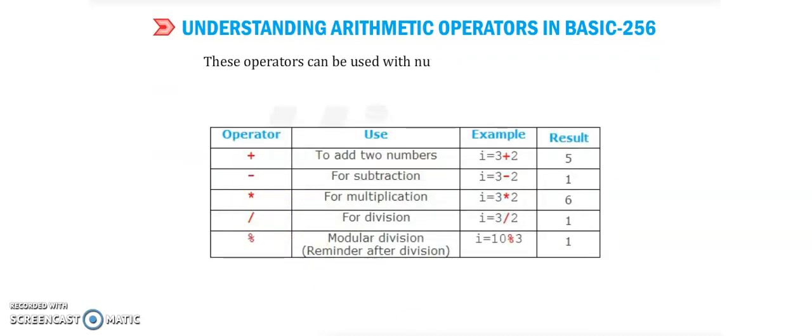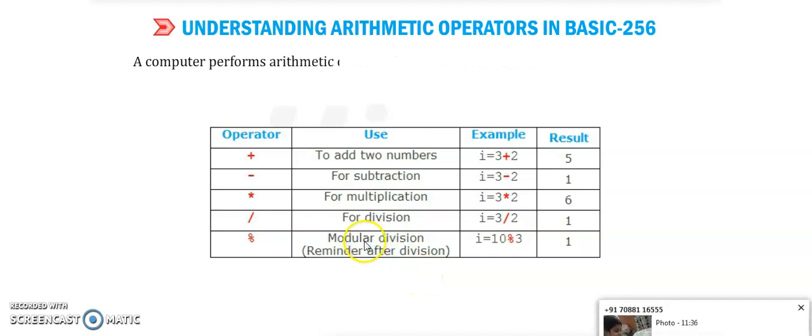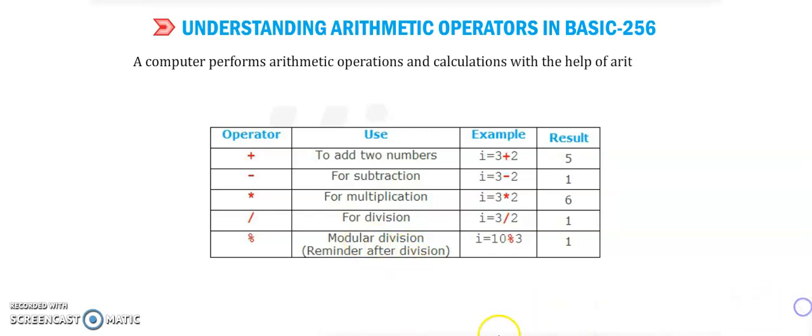So this is the chart of arithmetic operators. These operators can be used with numeric constants or variables. So a computer performs arithmetic operations and calculations with the help of these arithmetic operators. For plus, to add two numbers, we will write the plus sign, and the result is 5. And for subtraction like this, and for multiplication like this, and after all the calculations the value will be assigned in the I variable. Okay.